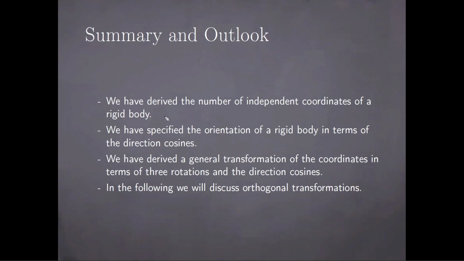So in summary, we have derived the number of independent coordinates of a rigid body. We have specified the orientation of a rigid body in terms of the direction cosines, and we have derived a general transformation of the coordinates in terms of three rotations and the direction cosines. And in the following we will discuss orthogonal transformations.